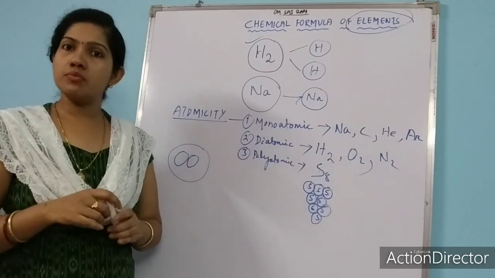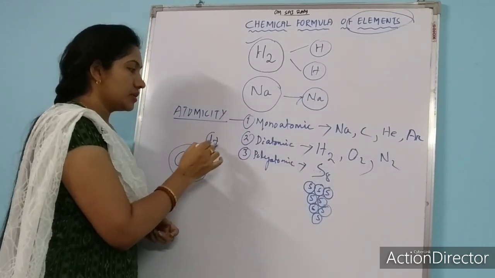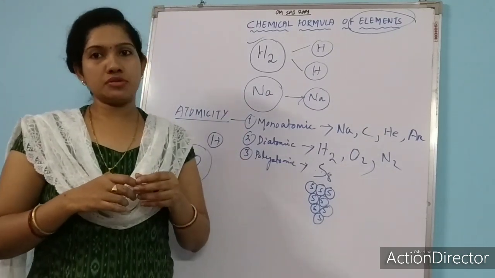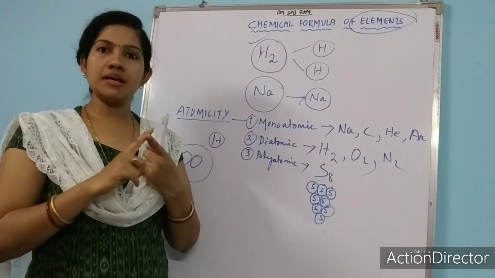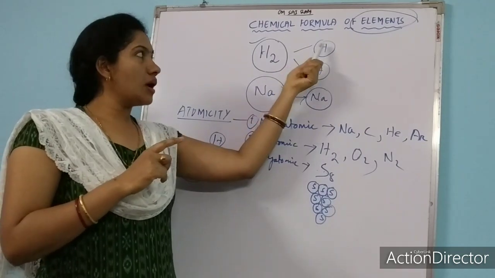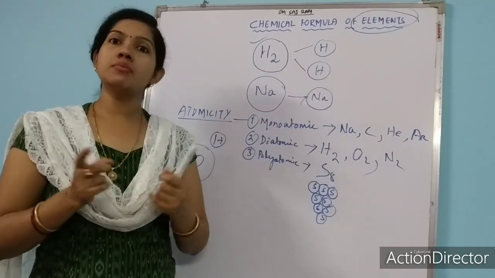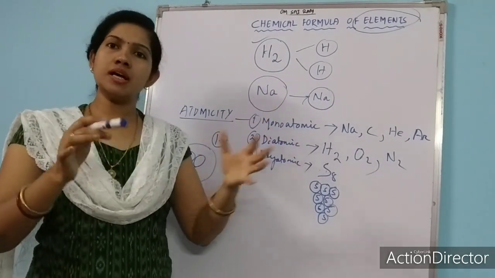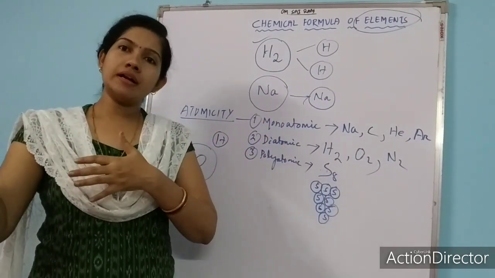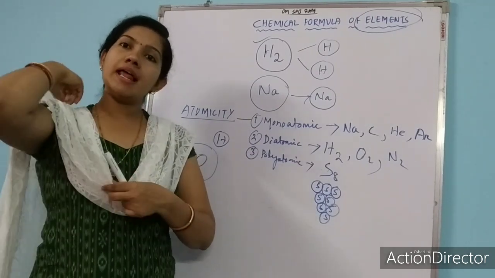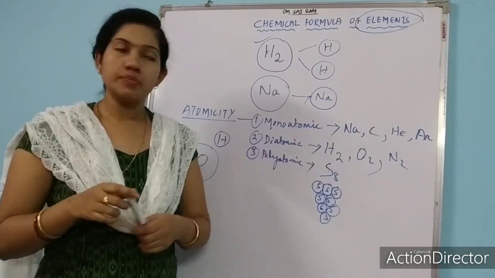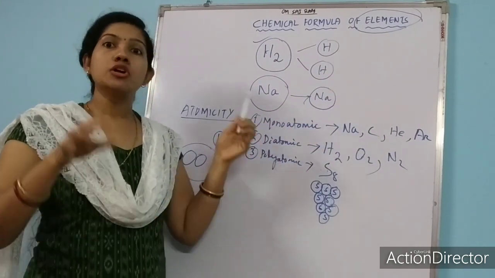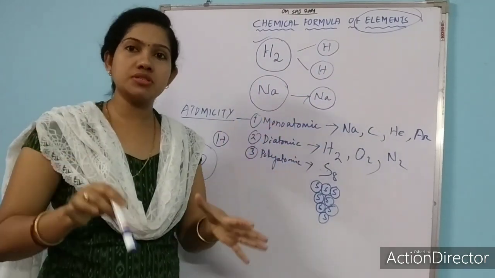We cannot write the formula of hydrogen as H, because there is no existence for single hydrogen. Always two hydrogen atoms combine to form a hydrogen molecule. And these hydrogen molecules again combine with other atoms to form elements or sometimes compounds. So this is about the chemical formula, and this is about atomicity, to represent the number of atoms present in an element.